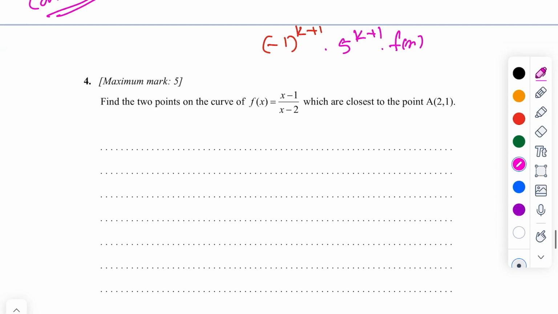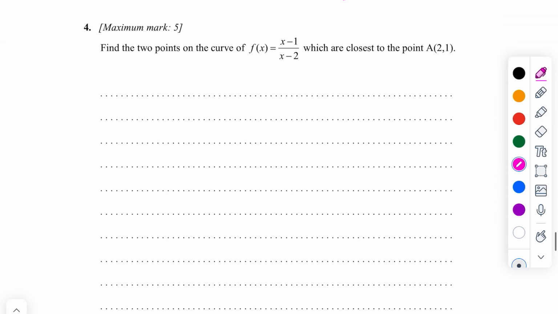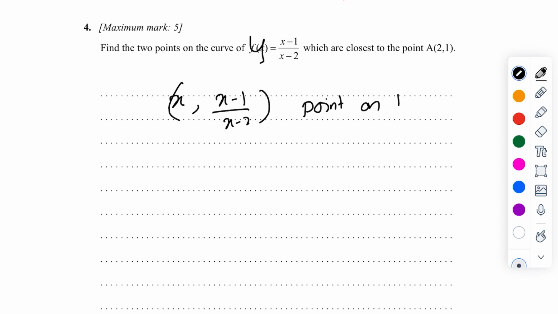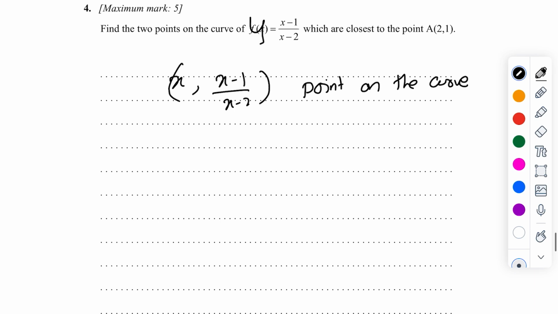Now, find the 2 points on the curve which are closest to (2, 1). Let the first point be (x, y), where y is (x minus 1) upon (x minus 2). This is a point on the curve. Now, the distance between this point and (2, 1) should be the least.